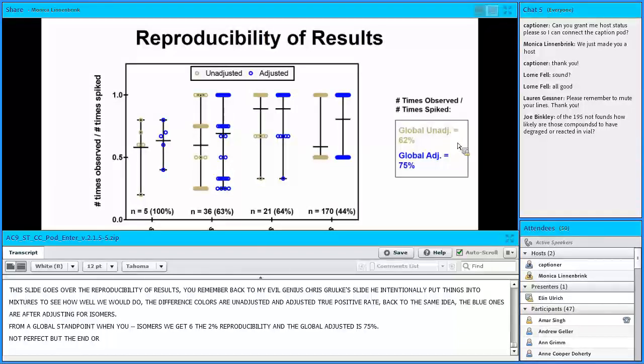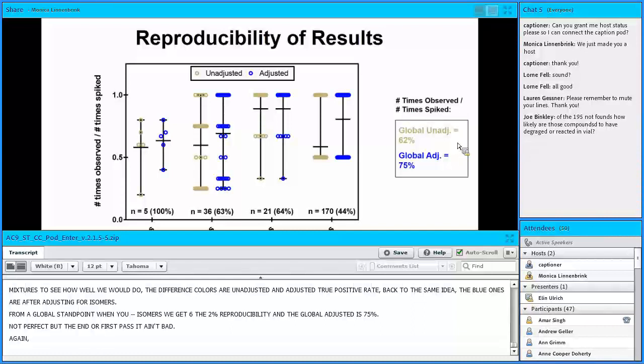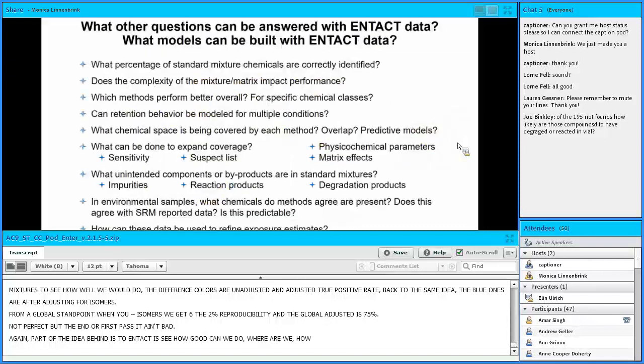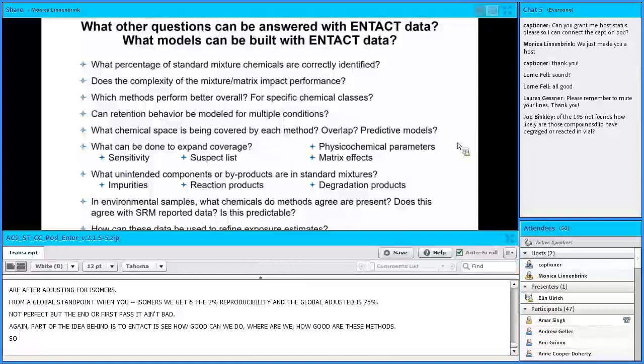But again, part of the idea behind ENTACT was just to see where we are. How good can we do? Where are we? How good are these methods? And so we're starting to get into that kind of information now.